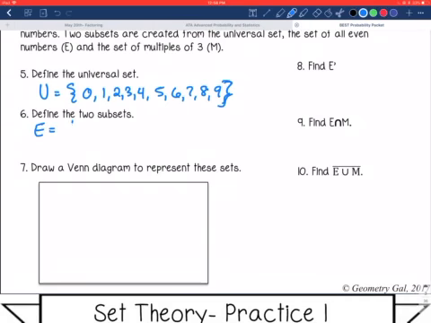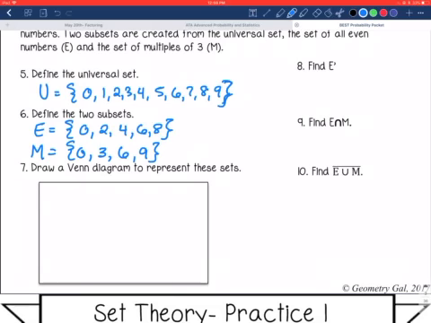All right, so to define the 2 subsets, we have even. So we're looking for all of the even numbers, which is 0, 2, 4, 6, and 8. Yes, 0 is even, look it up. And then the multiples of 3 would just be 0, 3, 6, and 9.